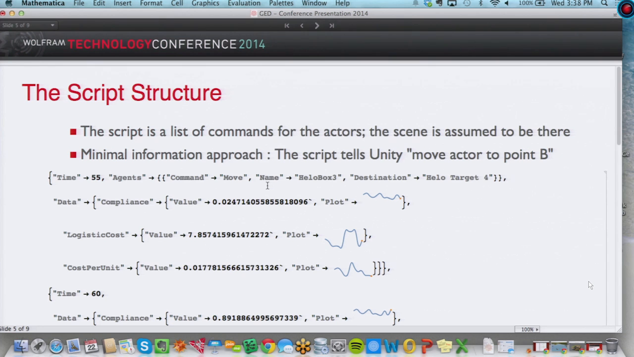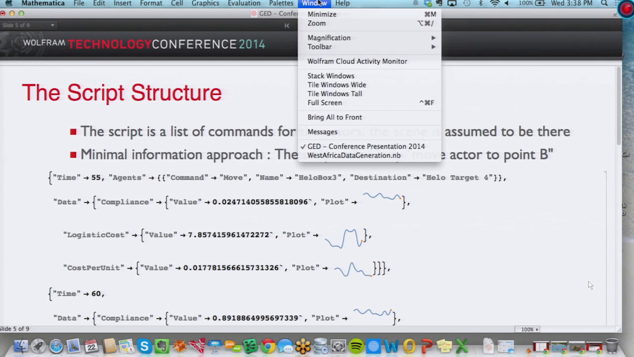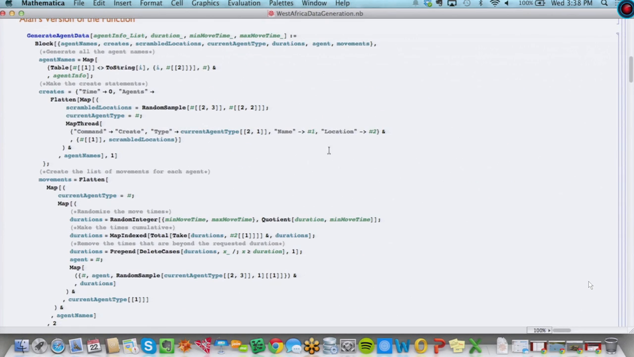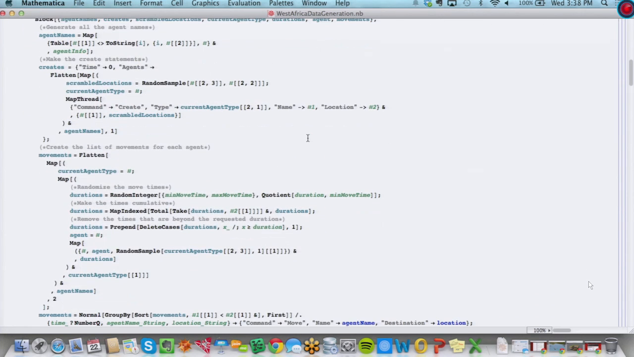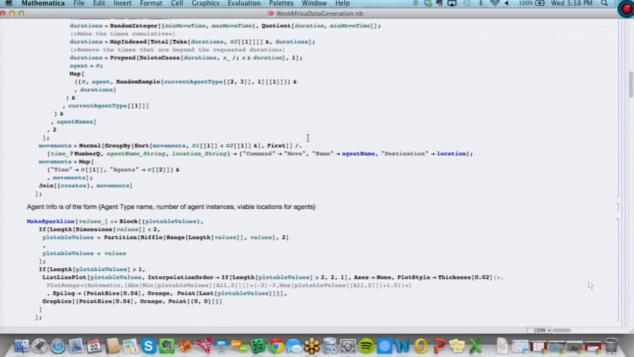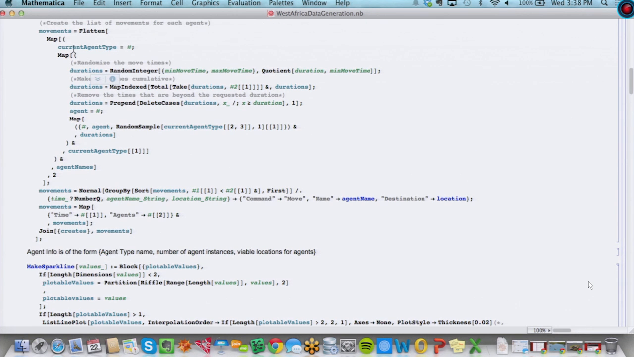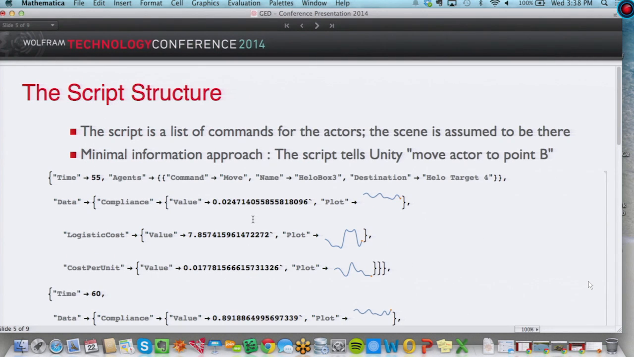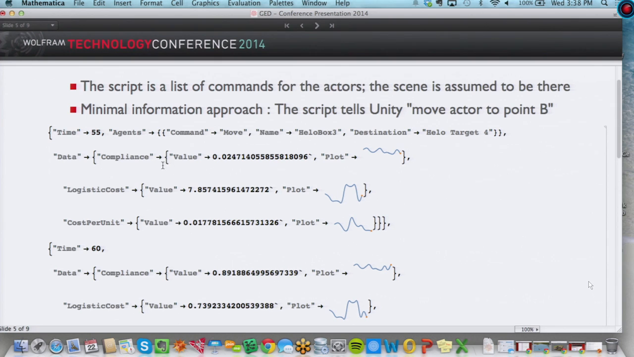So we built some code, and incidentally, the code is a lot of fairly big functions. I'm not going to obviously go into a lot of this code, but it took a lot of code essentially to generate the script that looks like that right there. So for example, here at time 55, I'm asking an object called HeloBox3 to move to a destination called HeloTarget4.